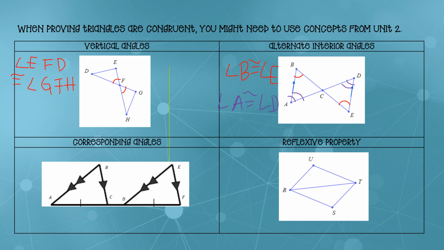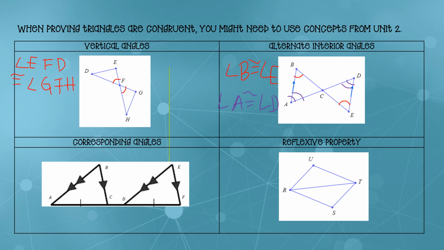And in this particular picture, you also have a vertical angle. So you could mark angle BCA and angle ECD congruent as well. So you actually know that all three pair of corresponding angles are congruent. So you'll be able to add some marks to your picture.